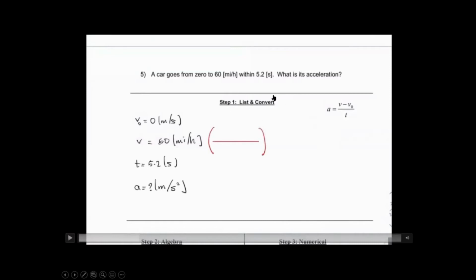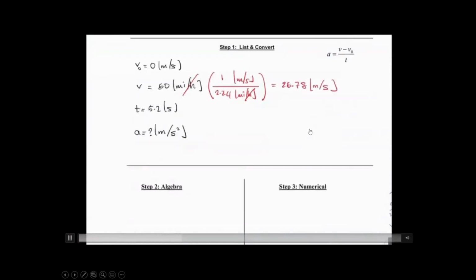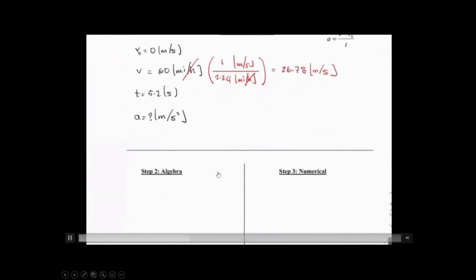The next step is conversions. We have to express everything in terms of the MKS unit system, so miles per hour needs to be converted to meters per second. So 1 meter per second is 2.24 miles per hour. Get rid of the like units. All right, so we got the conversions. Then, looking at what's given and what's being asked for, the average acceleration formula is what we will use.